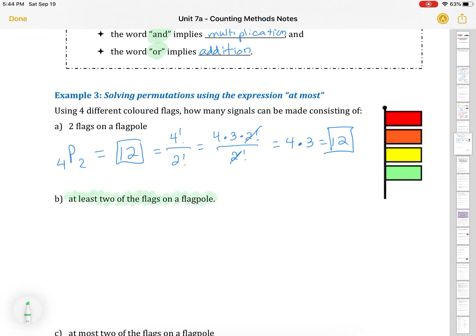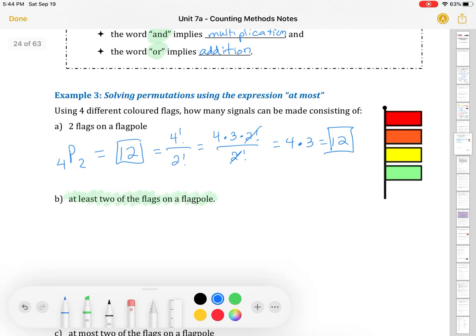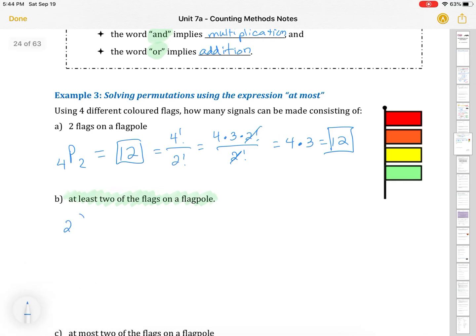Now, the next question says, at least 2 of the flags on a flagpole. So, we have different options. So there's different options that we can have if we have at least 2 of the flags on the flagpole. We could have 2 flags, or we could have 3 flags, or we could have 4 flags.